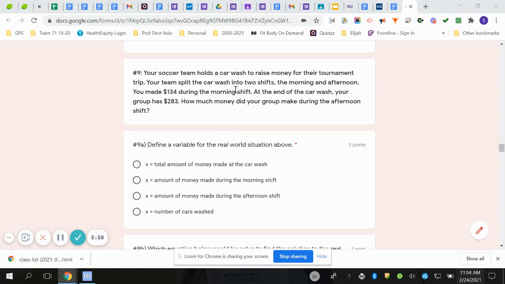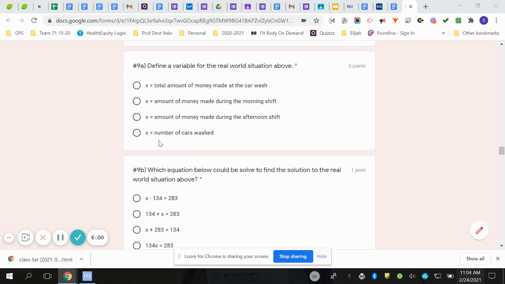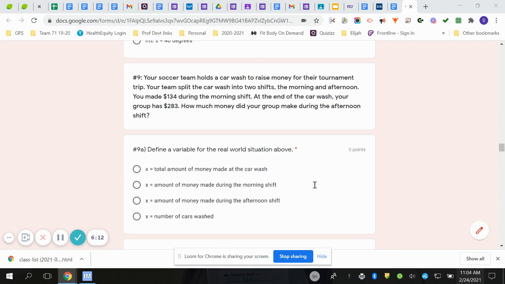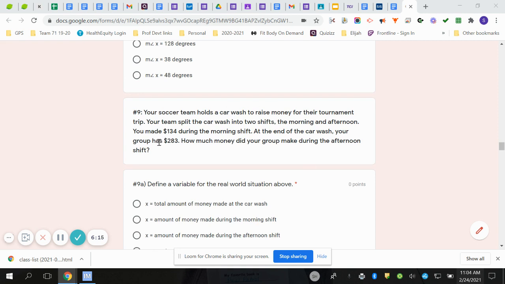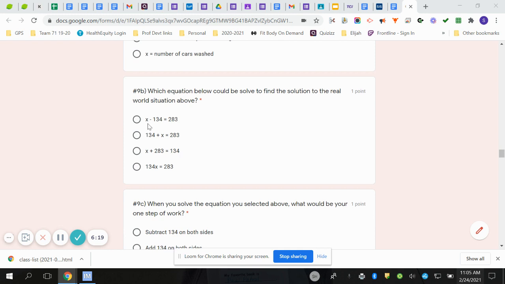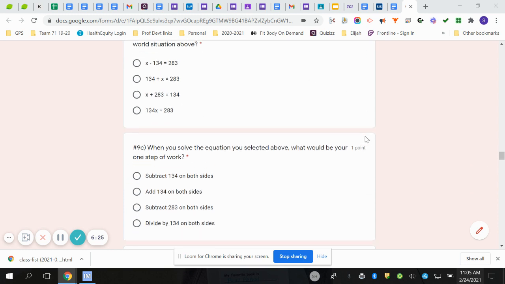Now, taking this information again, you're going to answer the next question. Which equation below could be solved to find the solution to the real world situation? So what equation are you going to use to solve for your variable? And you can read these just fine yourself. Remember the keywords that we talked about.